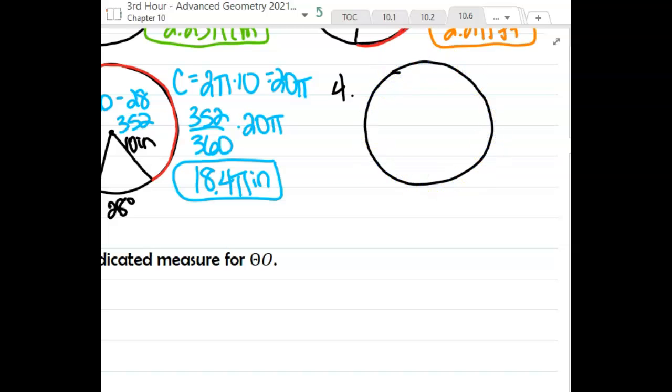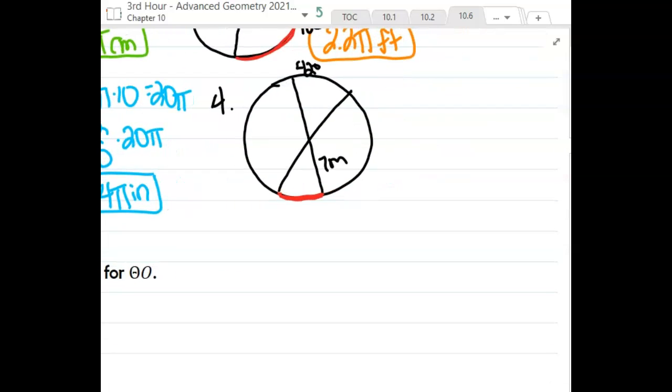So for this circle, I'm going to draw 2 diameters. We are going to be looking for this arc right here, that bottom arc. This dimension right here, and that's just the little radius, is going to be 7 meters. And then this arc measure here is going to be 42 degrees. So you're going to have to think a little bit on this one.